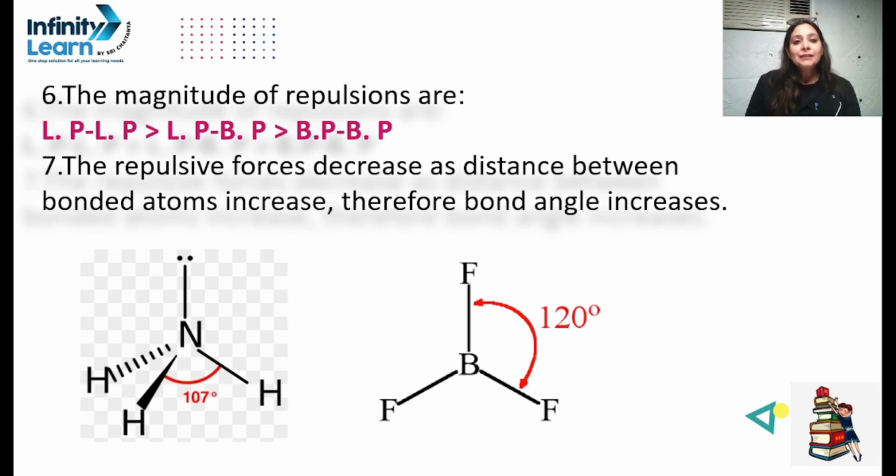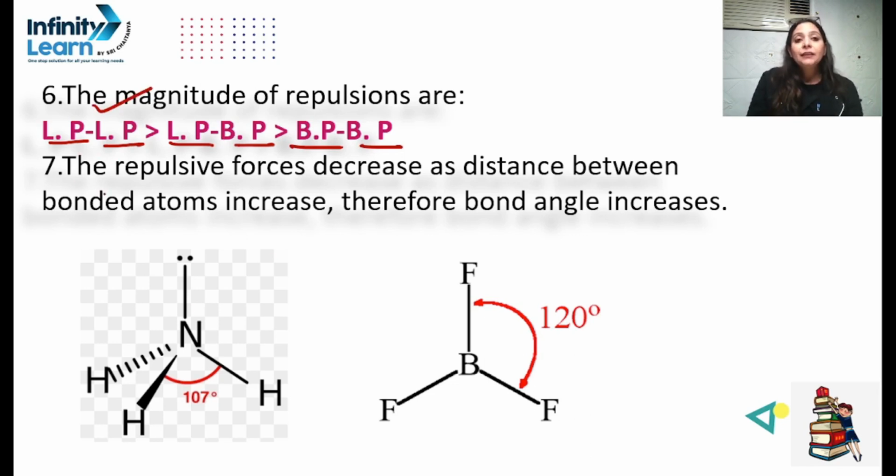Now we have already discussed that a molecule may have all bond pairs or may have bond pairs along with lone pairs. So let me tell you about the repulsive forces. Lone pair-lone pair repulsion is maximum, lone pair-bond pair repulsion is less than that, and the least repulsion occurs when there are all bond pairs. So bond pair repulsion is lesser than lone pair-bond pair repulsion, and the maximum is exhibited by lone pair repulsion.